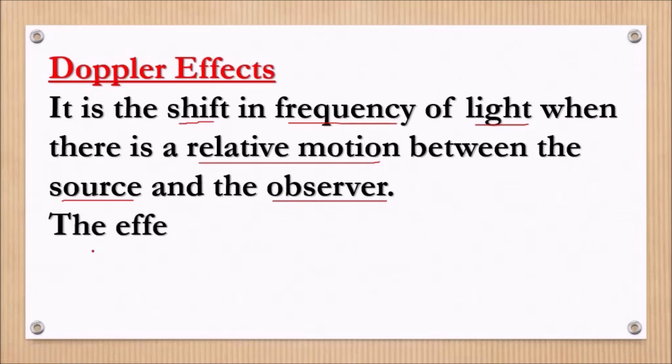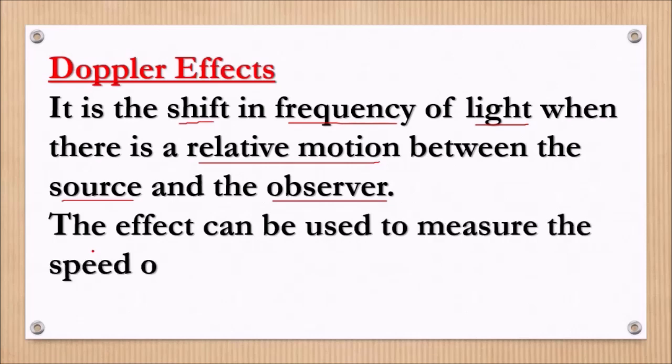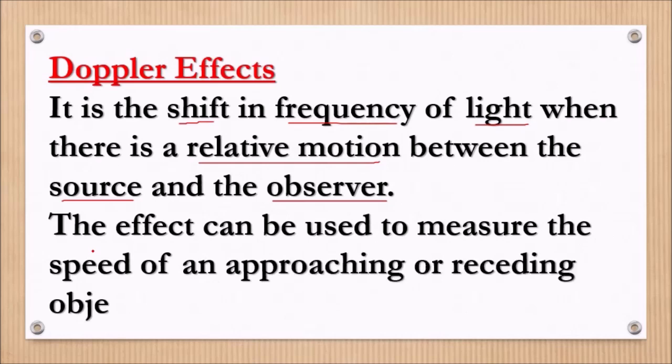The effect can be used to measure the speed of an approaching or receding object. The motion between source and observer means that it is either an approaching or receding object. The effect can be used to measure the speed of what? An approaching or receding object. Hope that there is no problem understanding the Doppler effect. It is very easy to understand.